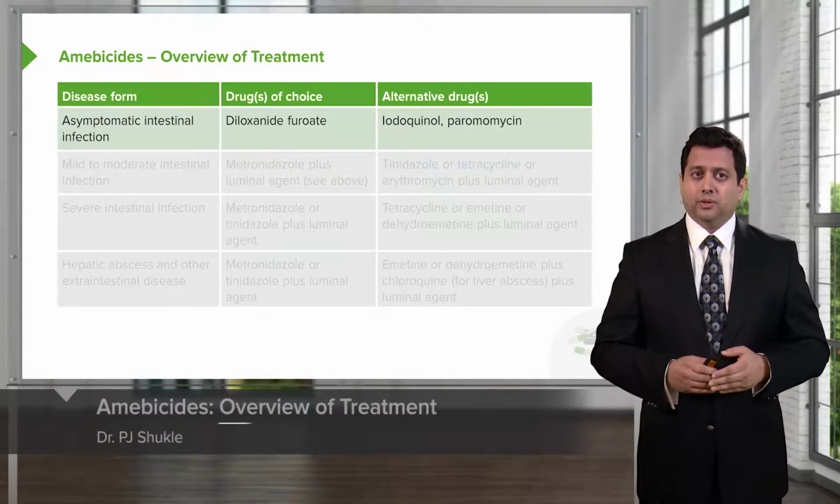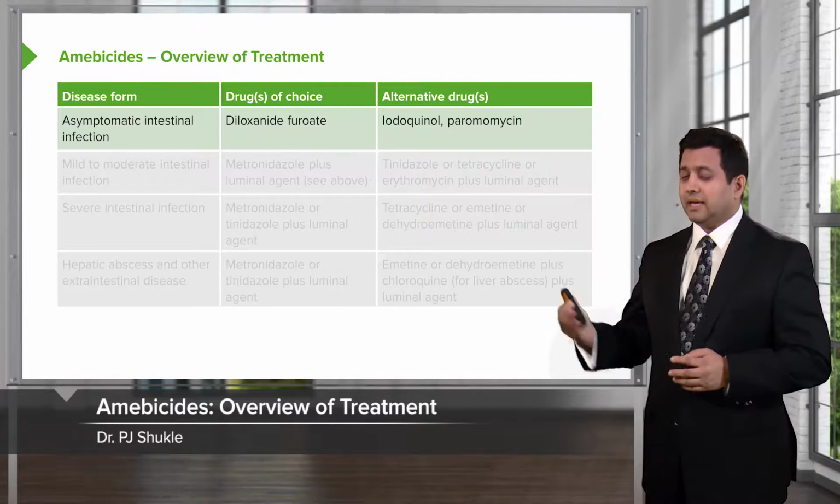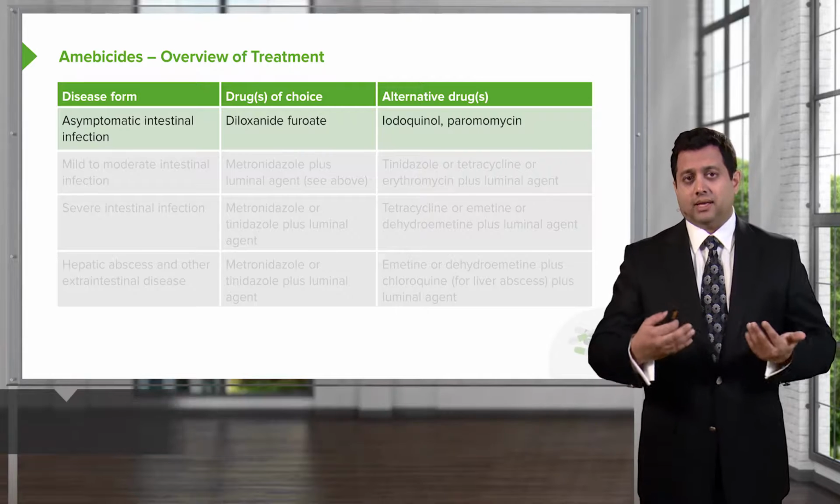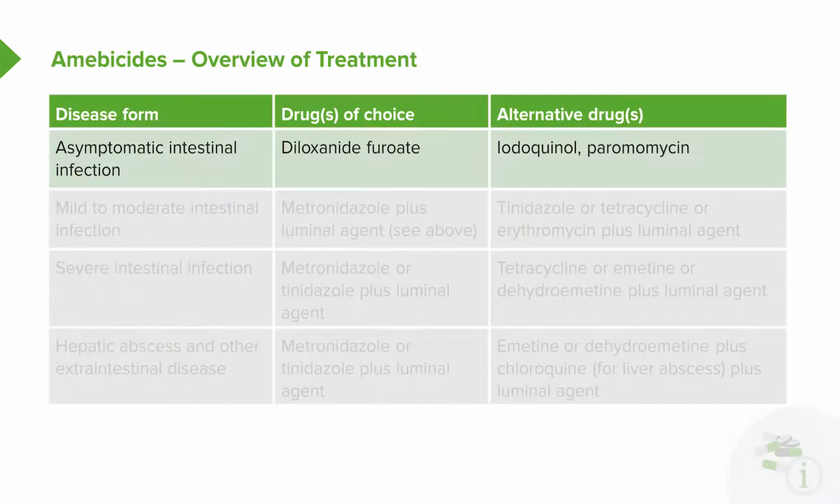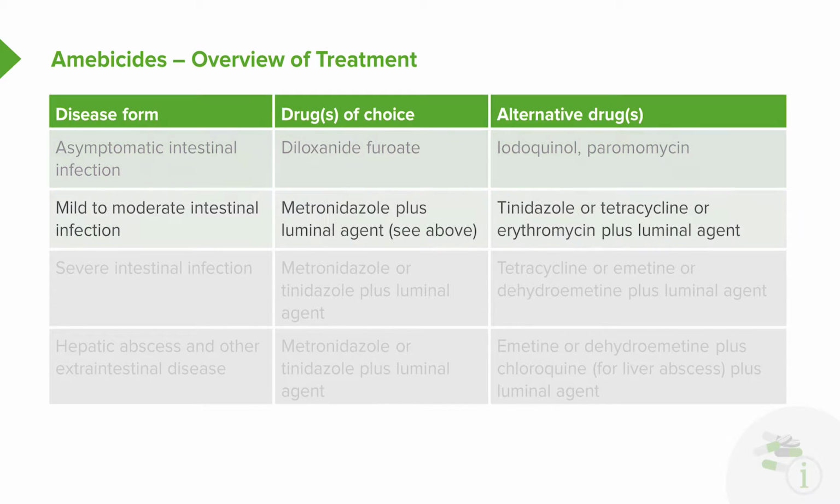Now here's the overview of the treatment, and I'll just go over it again. And we also have the final slide as a downloadable image so that you can look at it yourself on your own time. So for asymptomatic intestinal infection, I had mentioned to you before that we like this drug, diloxanide. It's a very, very active agent and it works quite well. In terms of mild to moderate intestinal infections, we move to metronidazole, and we also add in a luminal agent like the one that was listed above.